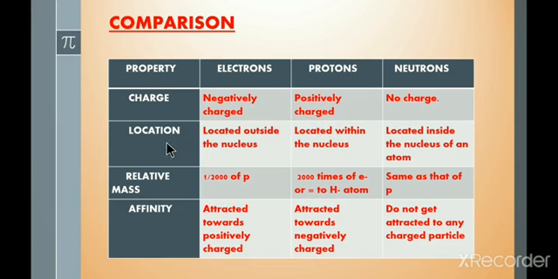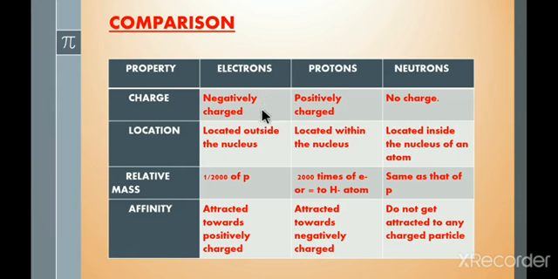Number 2, location. Electron is located outside the nucleus. Students, the nucleus is the central part of the atom, and protons are present within the nucleus and neutrons are also present within the nucleus. It means the nucleus of an atom consists of protons and neutrons, and electrons are present outside the nucleus.